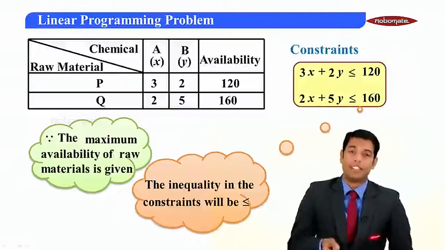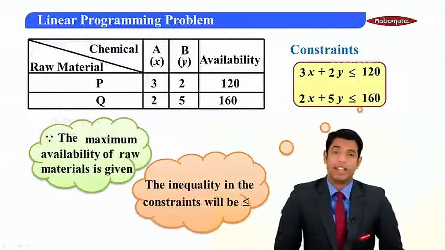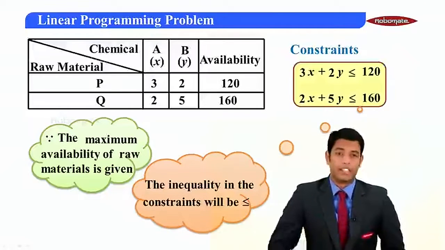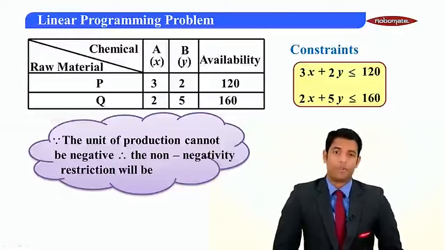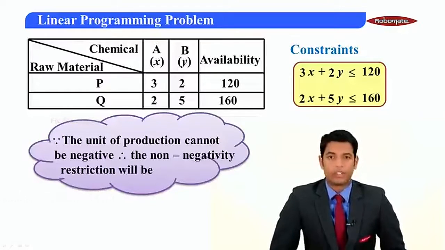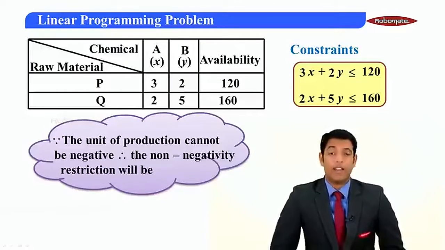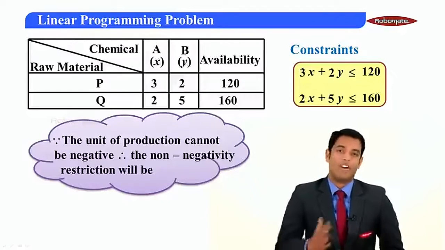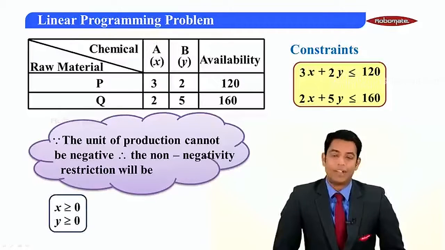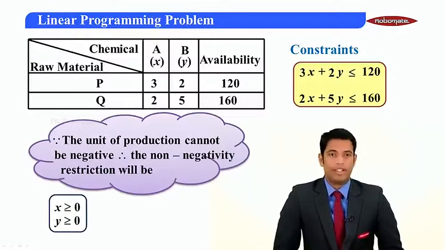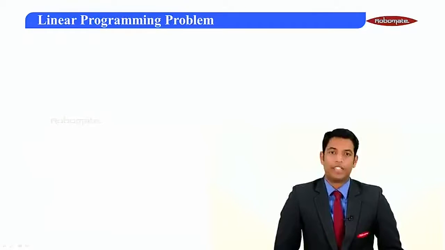After this, the last step remaining is calculating any hidden conditions, that is non-negativity restrictions. We know that units of production cannot be negative. So the company always manufactures a positive number of chemical A or B, or at least 0 units. So obviously X and Y must be greater than or equal to 0. These are our non-negativity restrictions.